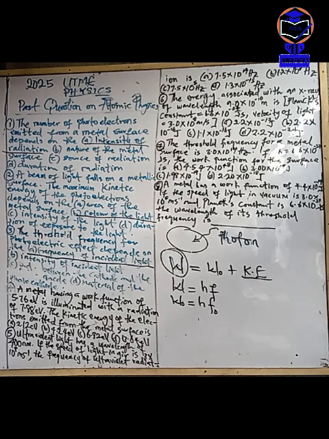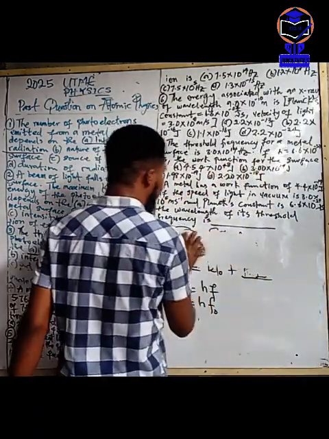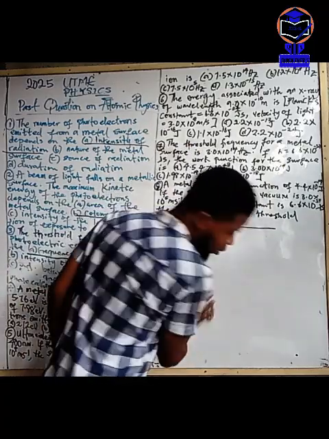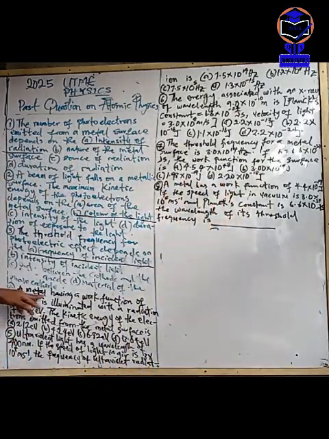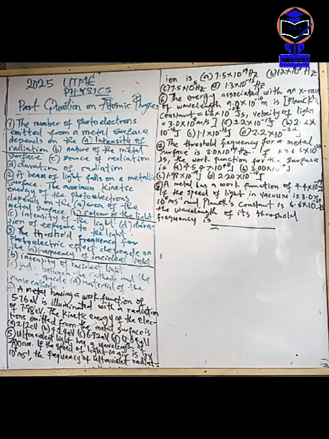Alright, so the next one, 4. Let's leave the board there so that I can do the calculation here. A metal having a work function of 5.76 electron volt is illuminated with a radiation of 7.88 electron volt. The kinetic energy of the photoelectron emitted from the metal surface is what?